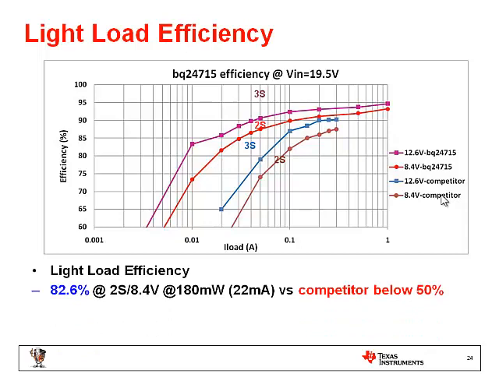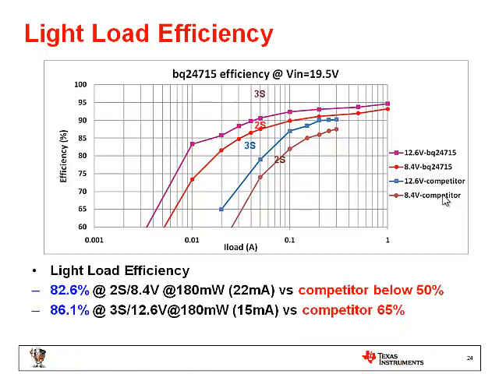2S, 8.4 volts, while a competitor is below 50%. At 3 cell, 12.6 volts, we can achieve 86.1% efficiency, while the competitor is only 65%. If you look at the curve, the top two, the purple and red ones, are from our solution, and the blue ones and the brownish ones are the competitor solution. So we can see much higher light load efficiency for our TI solution. So using the TI solution, the change to a system to adopt the NVDC charger for standby mode is minimal.